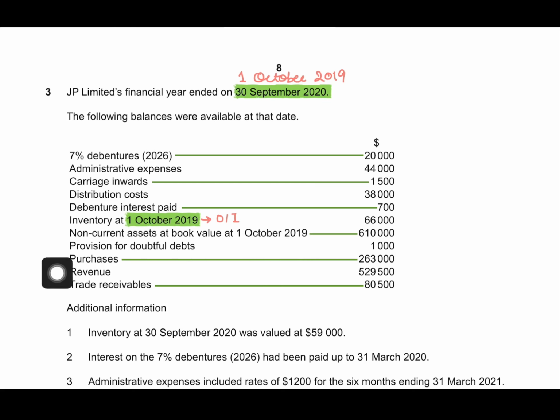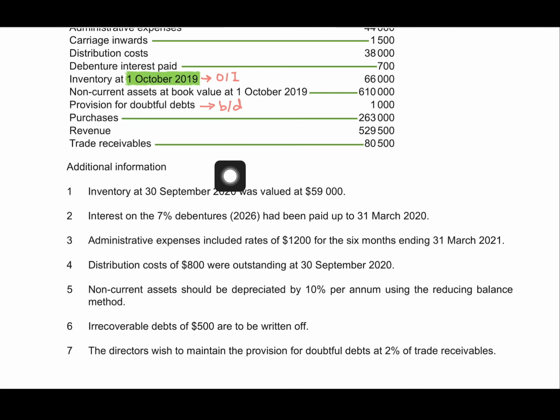Then we have provision for doubtful debts. Again the balance brought down is given to you. You might have to calculate the current year provision for doubtful debts. Then we have purchases and revenue, and lastly trade receivables. Then we have additional information. Let's quickly review what do we have in additional information.